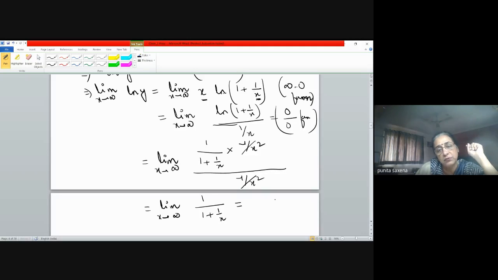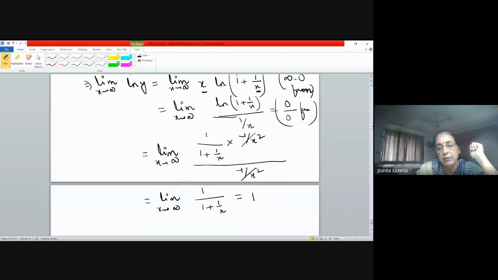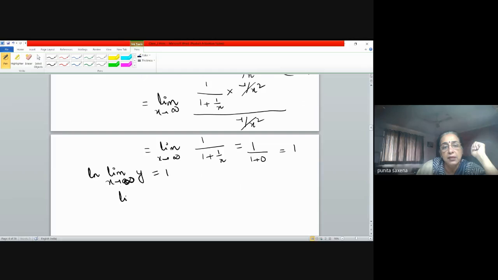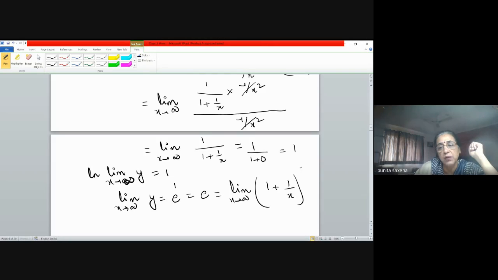And what is this limit equal to? 1. Because as x approaches infinity, 1/x approaches 0. So this is equal to 1 upon 1 plus 0, which makes it 1. But then, what is this 1? This is actually log of the limiting value: log of limit x tending to infinity of y is 1. So that means limit x tending to infinity, y will be e to the power 1, which is e. And what was y? y was nothing but limit x tending to infinity, 1 plus 1/x to the power x.